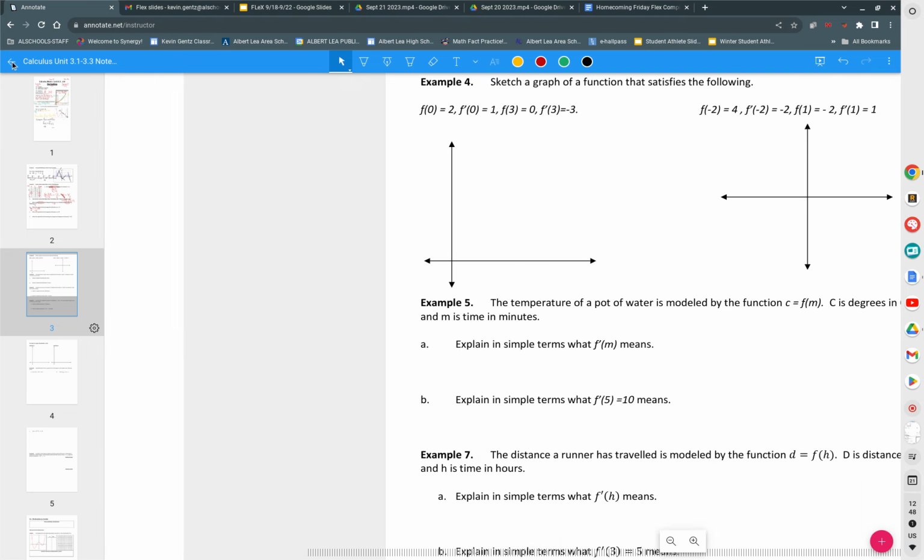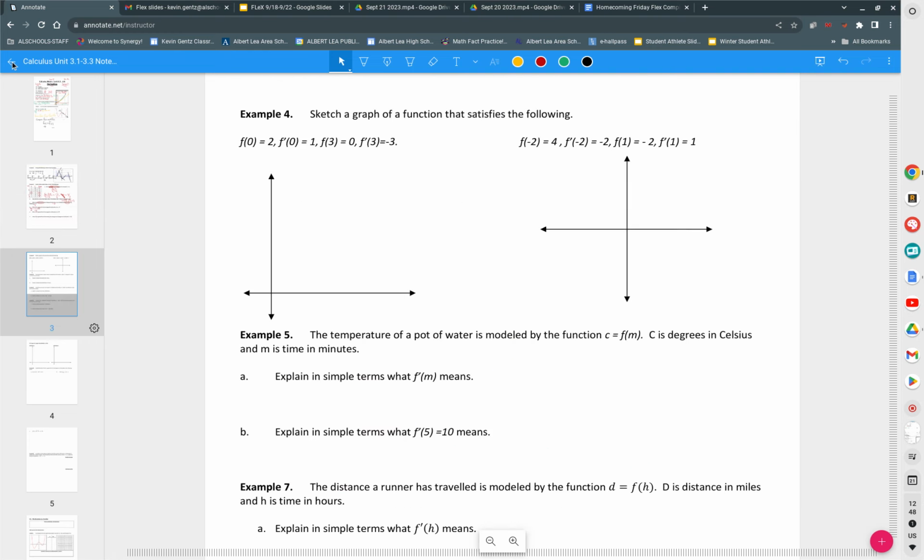What does f of 0 equals 2 mean? If for an x value of 0 you have a y value of 2, so I know it goes through the coordinate (0, 2). Everybody okay with that? So that's an absolute must. I have to have that.